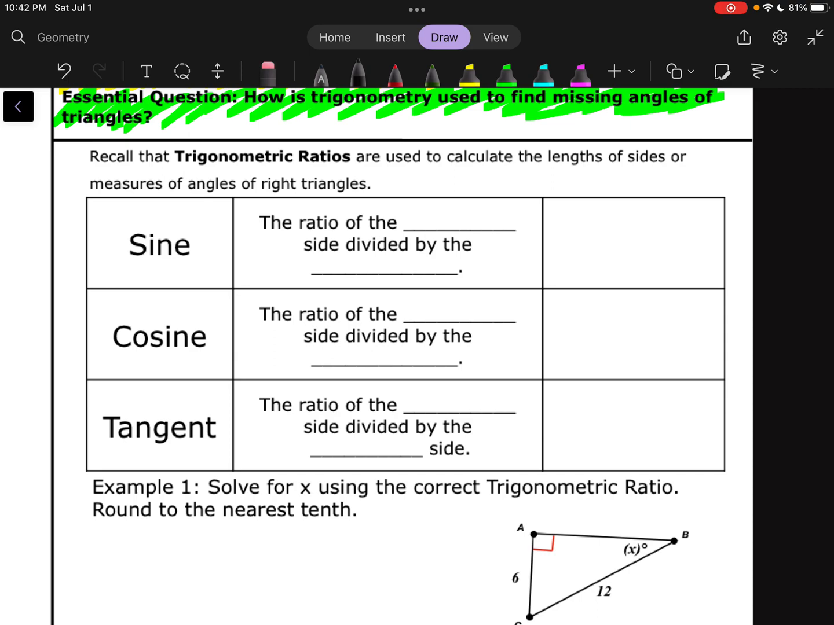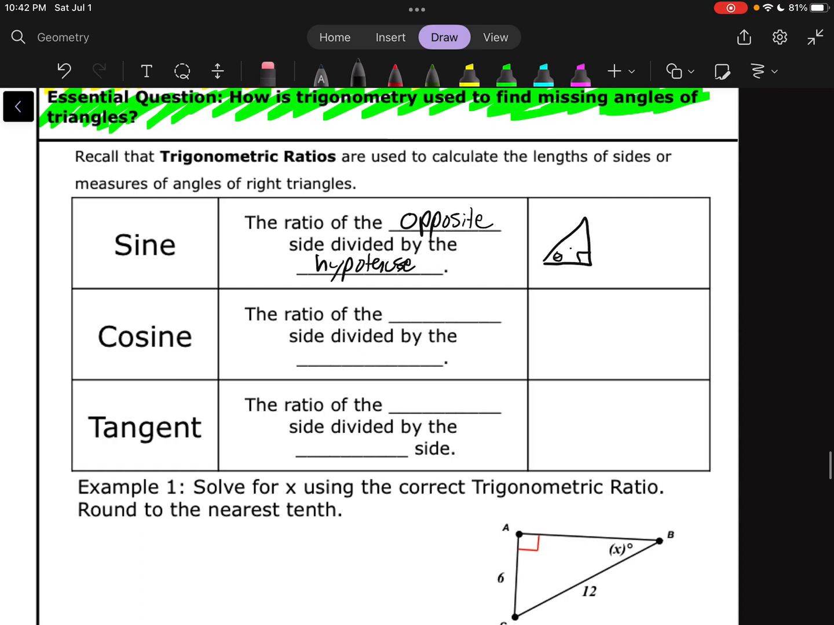And a little recap to start things off. Sine is always opposite divided by hypotenuse. So what that would look like if we got a little triangle here, and that's our angle, that's theta. Remember, that is O, that is H, that is A. Sine is O over H. So that would be this over this.